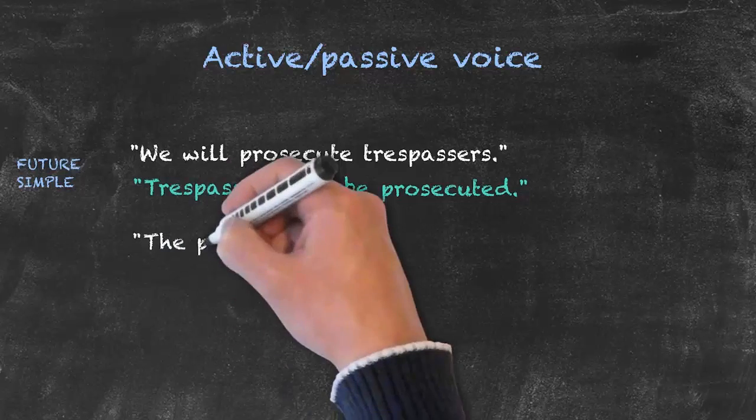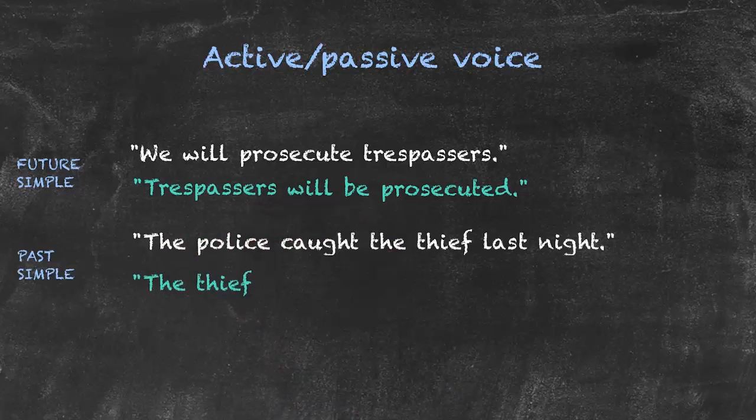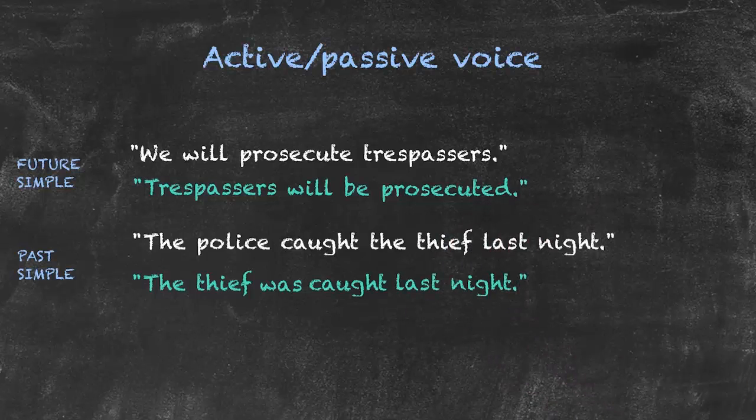Finally, the police caught the thief last night, which is past simple. The object has moved to the subject position. We still have the past simple form of the verb to be, was. The main verb is now in the past participle form, and the sentence still ends with last night.